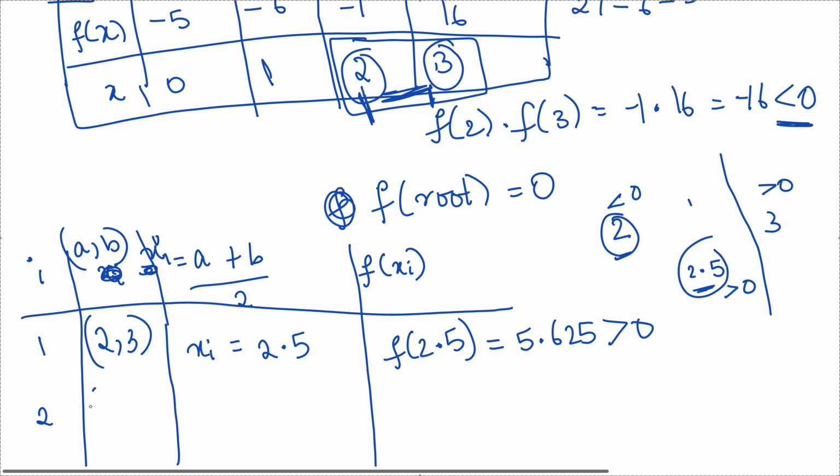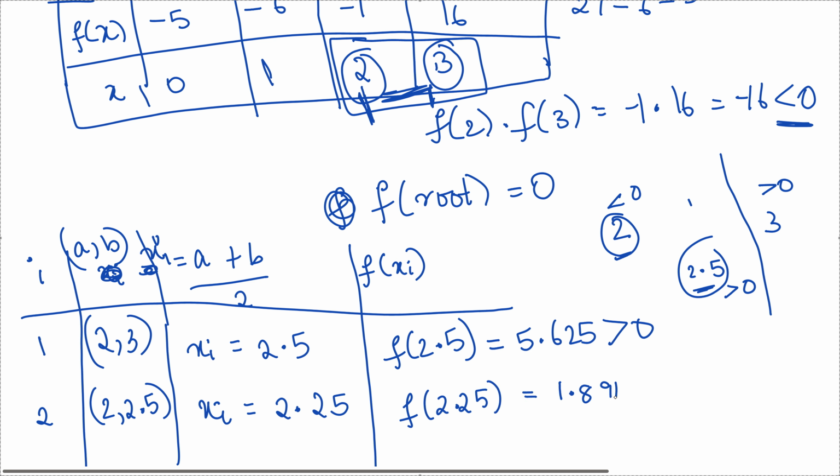So second case, it's 2, 2.5. Now what is xi? It's 2 plus 2.5 by 2, so you will get it as 2.25. Now what is f of 2.25? It's 1.891, which is again greater than 0.